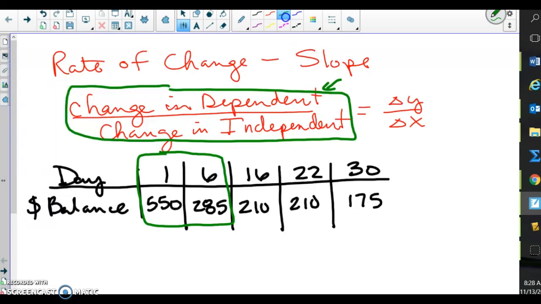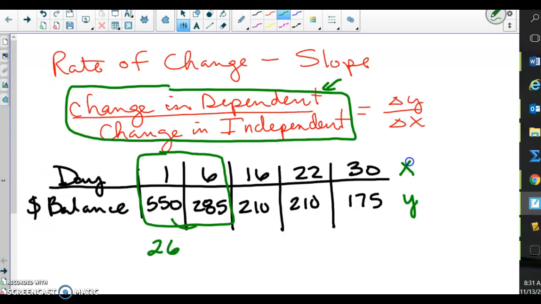If you think back to our definition of independent and dependent, we know that independent variables are always time, and we're dealing with time here. So we do know time to be independent. So that's going to be our x value. Our balance depends on the day. The balance in the account depends on which day we're at. So let's take that change in y, 550 down to 285. And we get a 265.